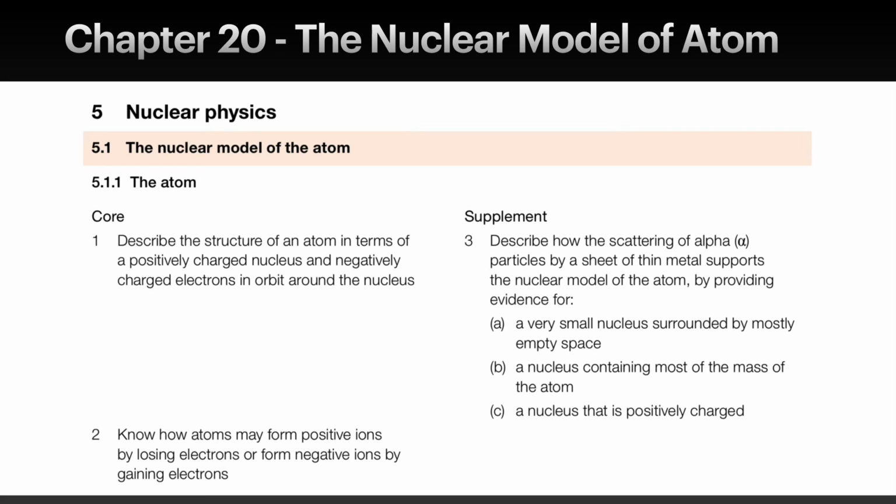Our first chapter for the day is the nuclear model of the atom. In this chapter, we will review the structure of the atom, isotopes, Rutherford's alpha scattering experiment, and the processes of nuclear fission and fusion, including Einstein's principle of mass-energy equivalence. So let's go.